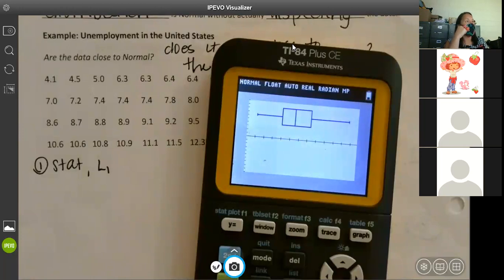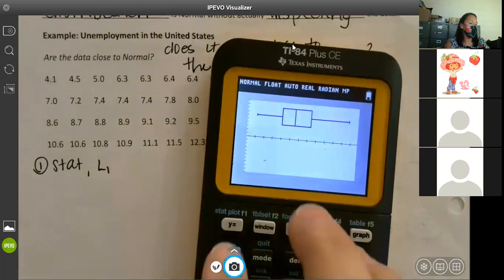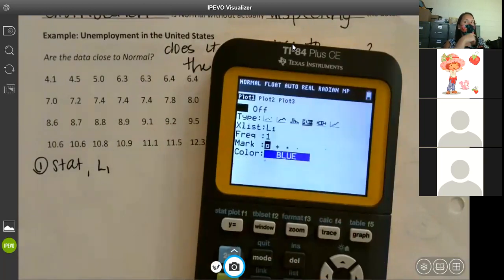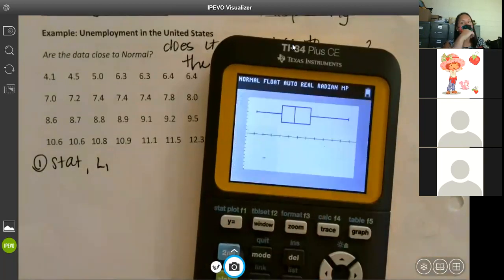You're going to go to second y equals. Hit enter. And then make sure it's turned on. You have the modified box plot. And then Zoom 9. What do y'all think about this?